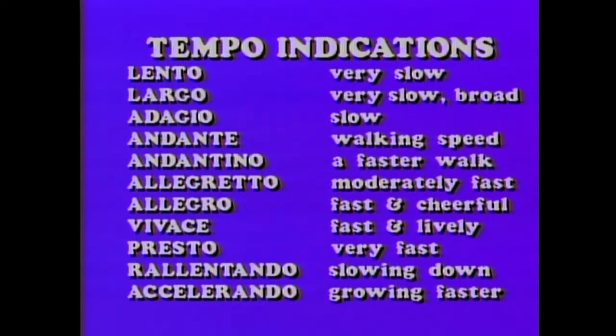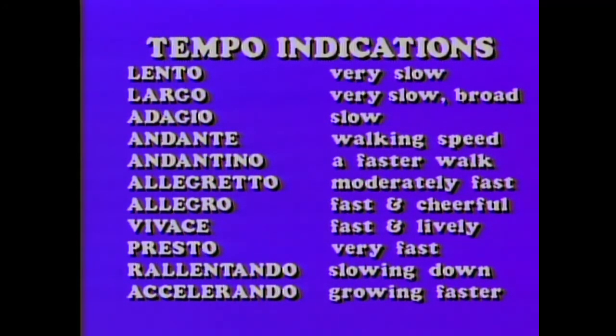Before we play our final piece, let's consider some important indications for tempo, which is how fast we're to play, and dynamics, which is how loud or soft. The commonest tempo indications are these. Lento means very slow. Largo, very slow, and it also means broad. Adagio, slow. Andante means walking pace.